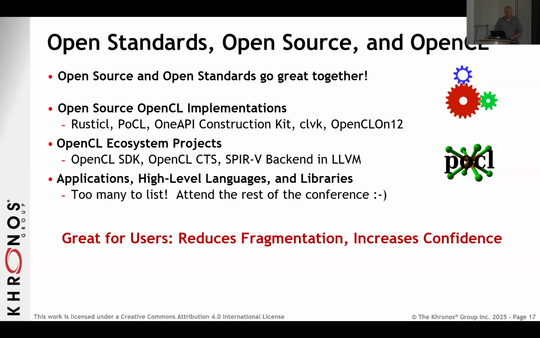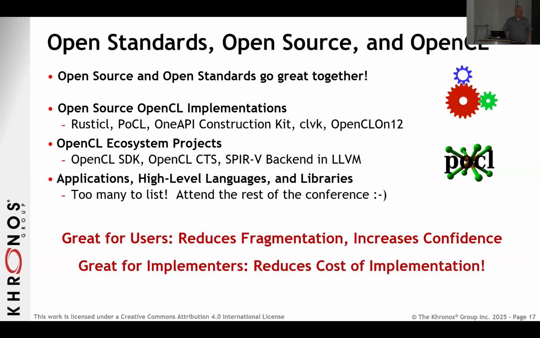So all of this work is great for OpenCL users. It reduces fragmentation. It increases developer confidence in the API. We are rapidly reaching the point where you can basically assume that your computer system has a competent OpenCL implementation, which is great. But this also benefits implementers.